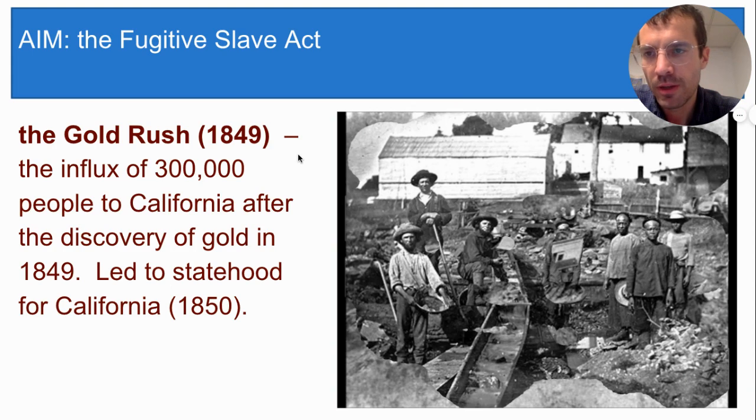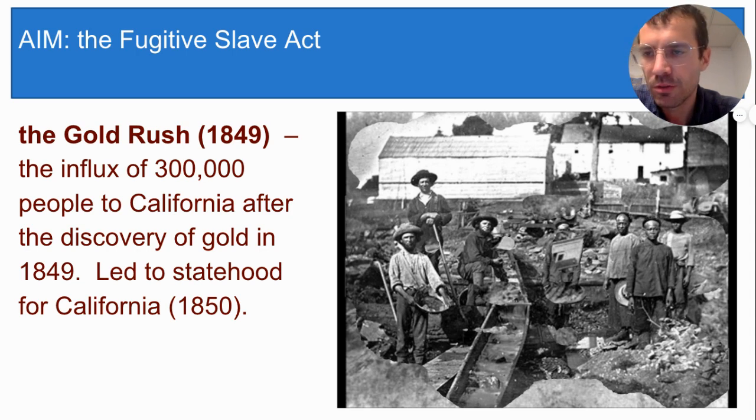One year later, in 1849, gold was discovered in California, leading to a sudden influx of hundreds of thousands of people into that area. Within months, California had enough people to apply to be a state. We call that statehood. And this event was called the Gold Rush.